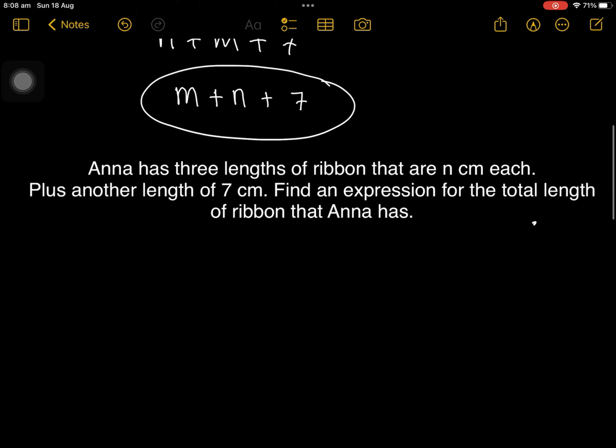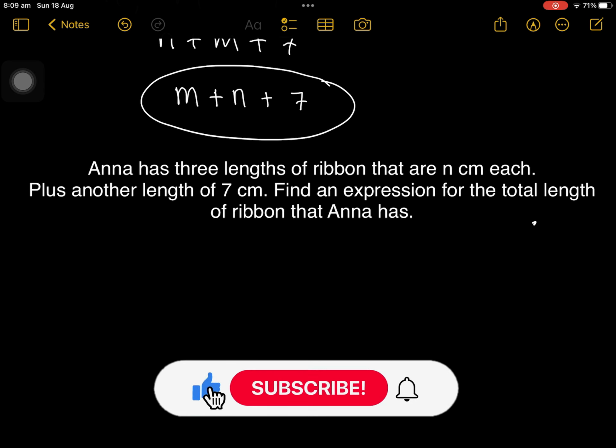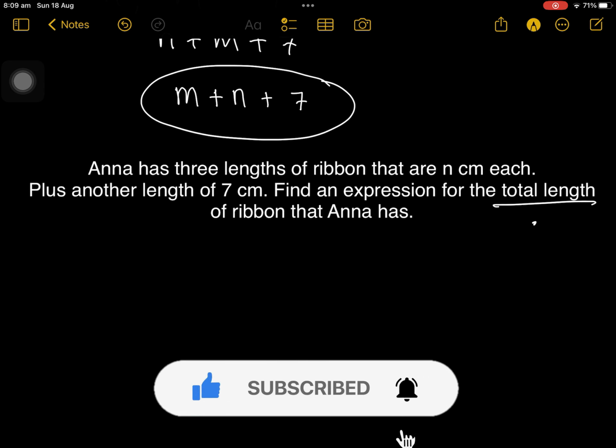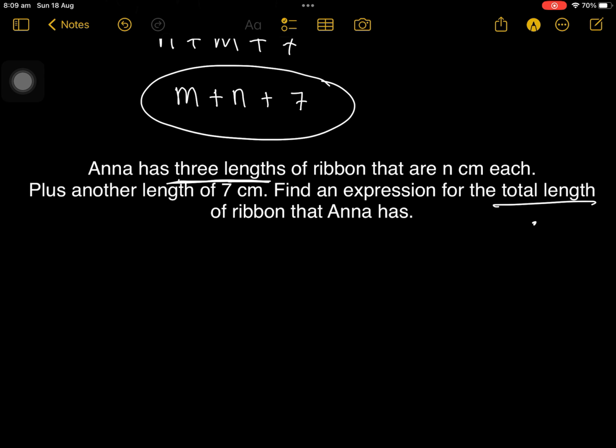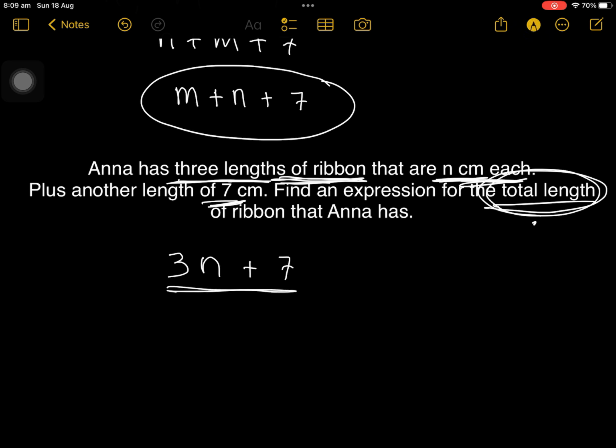So let's have another one. Anna has three lengths of ribbon that are n cm each, plus another length of 7 cm. Find an expression for the total length of ribbon that Anna has. So Anna has three lengths of ribbon, and those ribbons are n cm each. So we can construct 3n, and then another one is 7, so plus 7, because the question is asking for the total length. So we can simply write 3n, or 3 times n, plus 7.